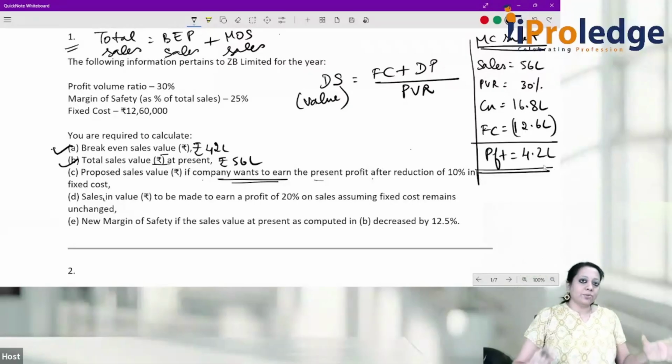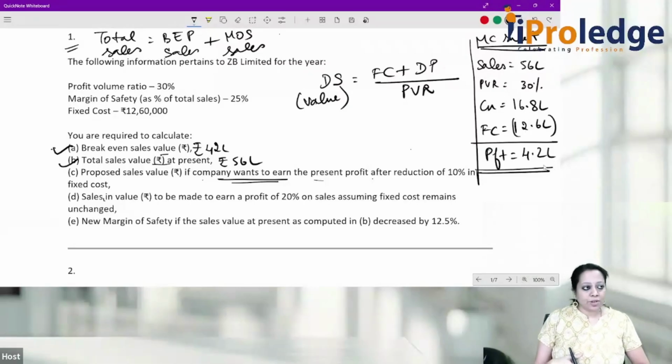So whenever you are in doubt, you can use the marginal cost sheet. Marginal cost sheet: number of units sold into selling price, number of units sold into variable cost per unit, number of units sold into contribution per unit. Like that we should remember. So shall we proceed, my dears? Yes.